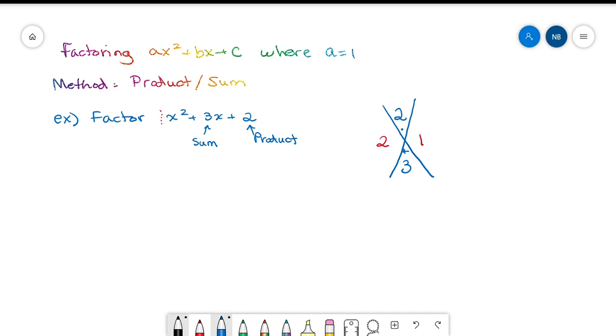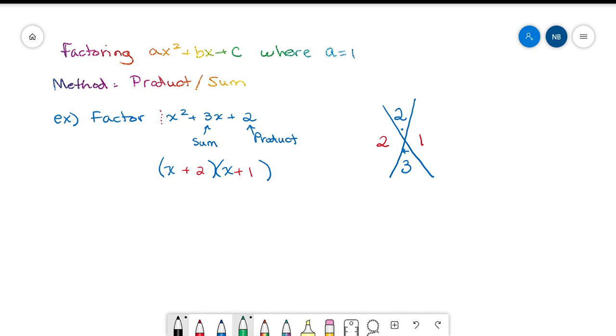So remember, factoring means to write the quadratic as a product of other factors. In this case, our factors will be binomials. We need x and x in the front of each set of parentheses because x times x will give us the x squared. And then we take our two numbers that we just found, positive 2 and positive 1, and we put them in the parentheses with the x's.